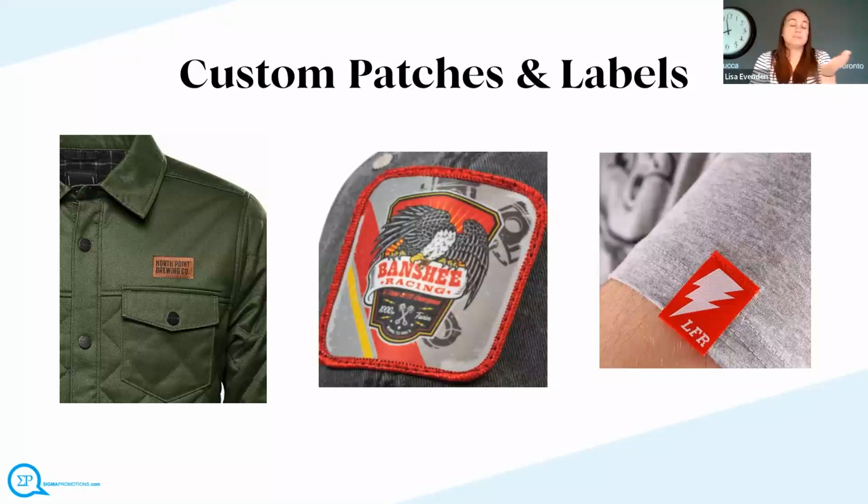We can do this on, it's very popular on caps, on headwear, but also, you know, things like jackets, hoodies, anything like that. Sublimated patches are great. And then last, just on the right-hand side here, we have a woven label.